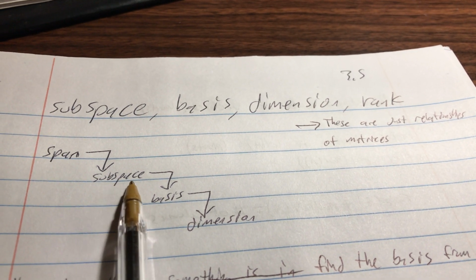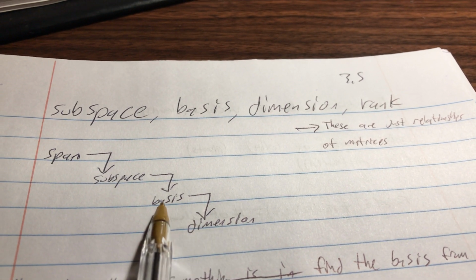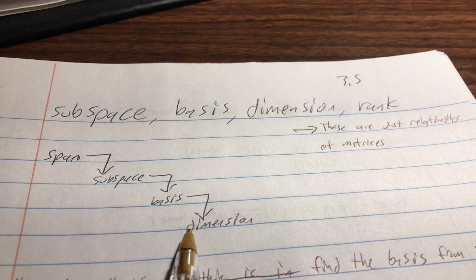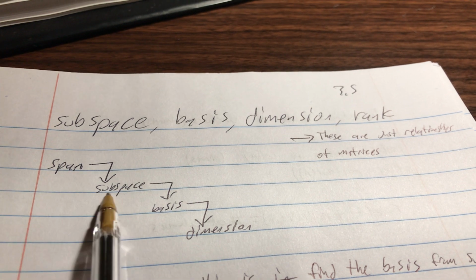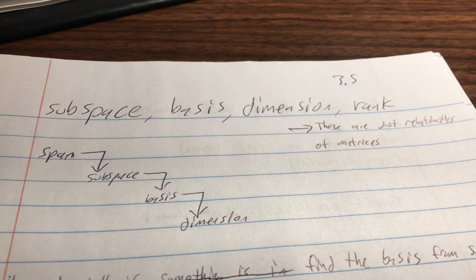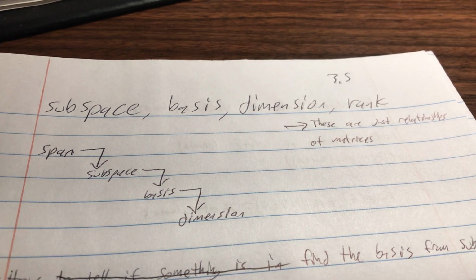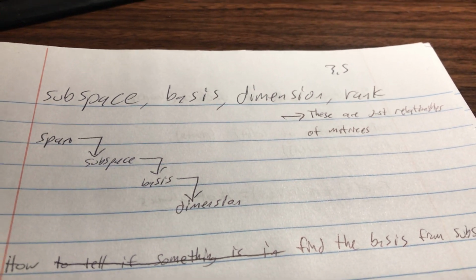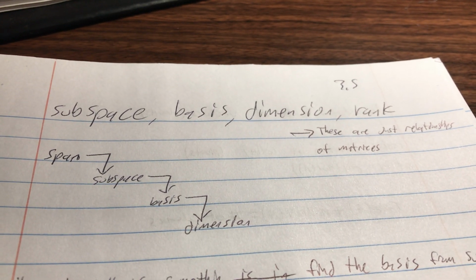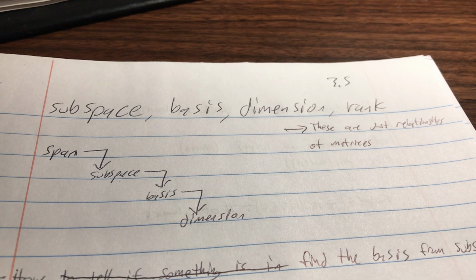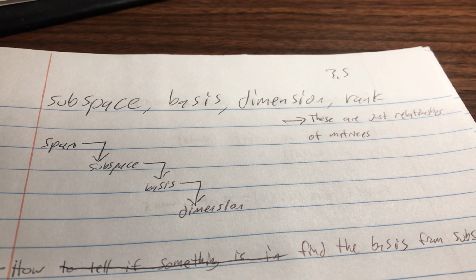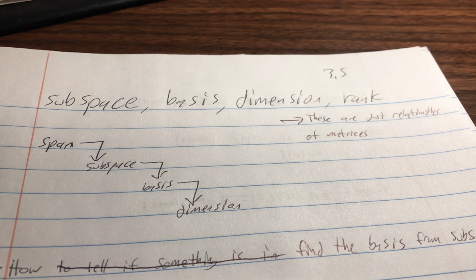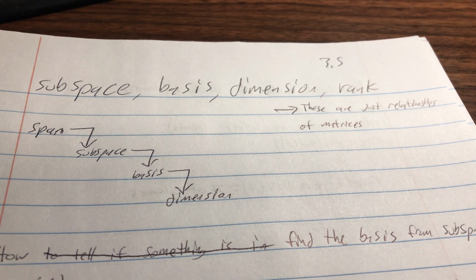And within a subspace, there's a basis. And within the basis, there's the dimension. So they're like inside each other. You go from span to subspace, because a subspace is like a space within that span. And then a basis is a simpler form, in fact the most efficient form of that subspace or span. And a dimension is really like a description of that basis.